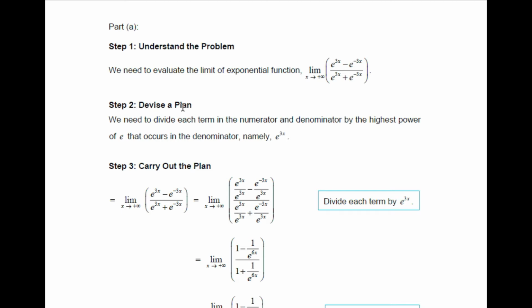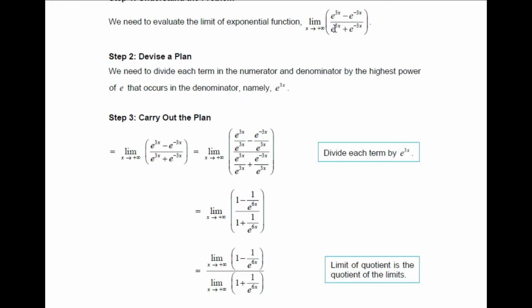Step 2. Devise a plan. We need to divide each term in the numerator and denominator by the highest power of e that occurs in the denominator, namely e power of 3x. When we see this function of the limit, the highest power of e that occurs in the denominator is e power of 3x. So, we divide each term by e power of 3x. At step 3, we must carry out the plan.